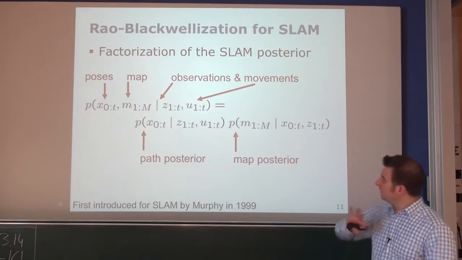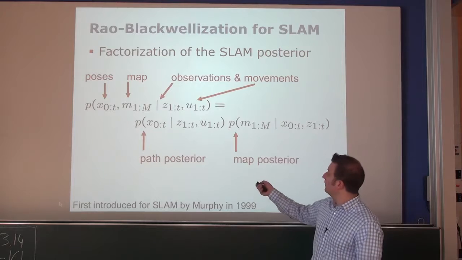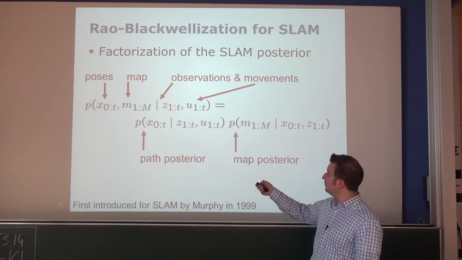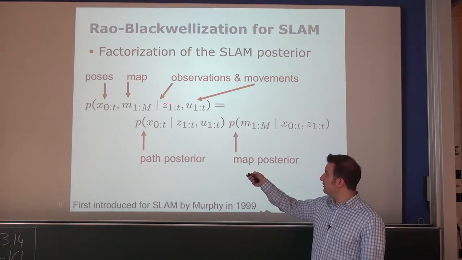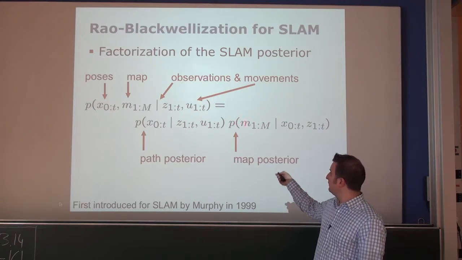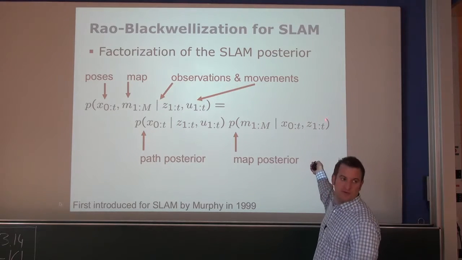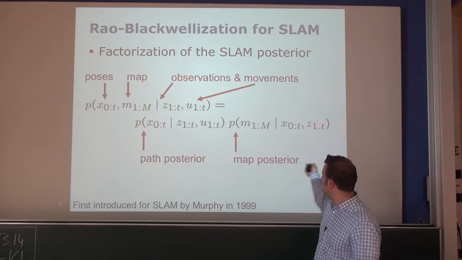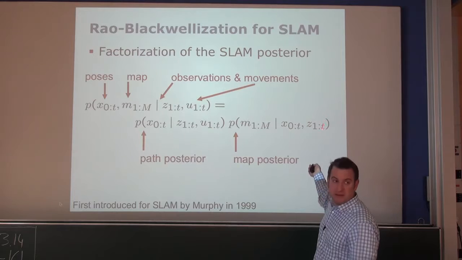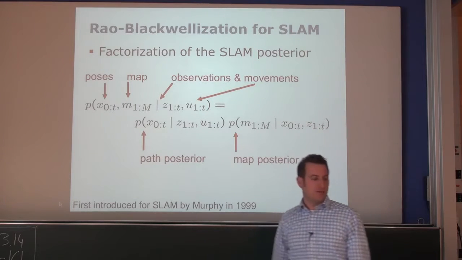So I just split that up, applying the definition of conditional probability to separate that term, so I have P of x given the observations and the controls times P of the map given x and the observations. In theory, you have the controls in here, u1 to t, but we can ignore them because once I know the poses, I'm not interested in the odometry commands anymore.